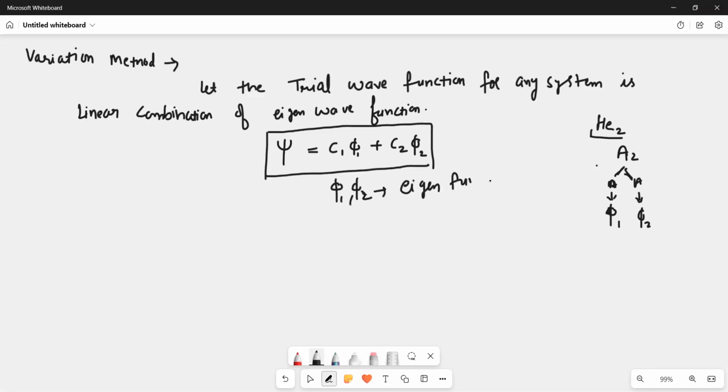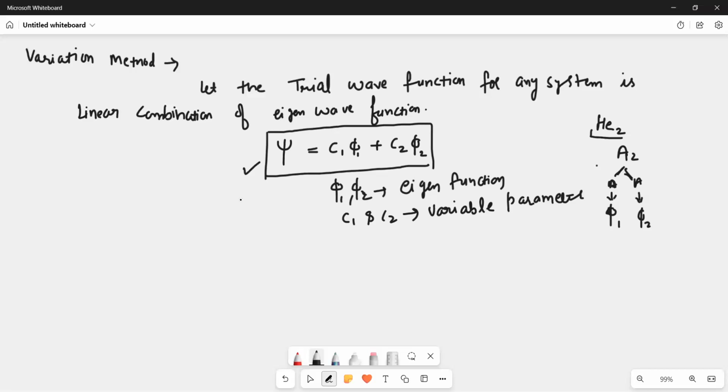And C1 and C2, what are these? These are variable parameters that can be varied to get the minimum value of energy. So to this wave function, we will apply the variation principle.